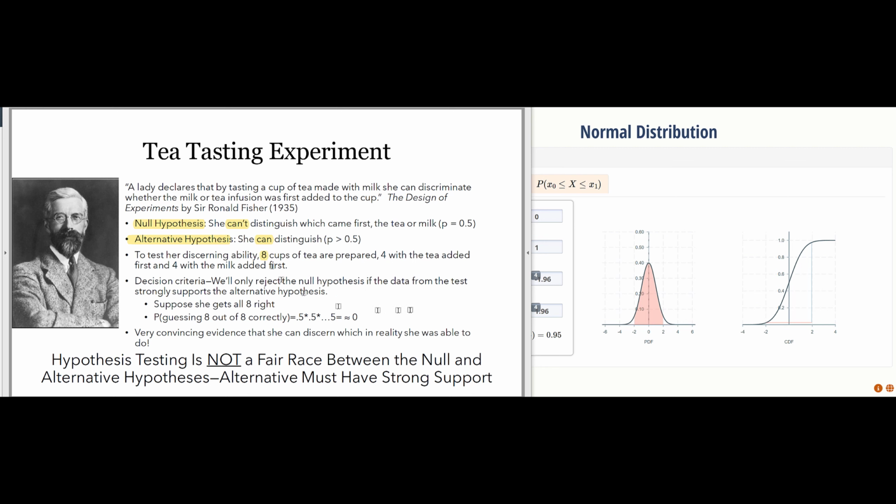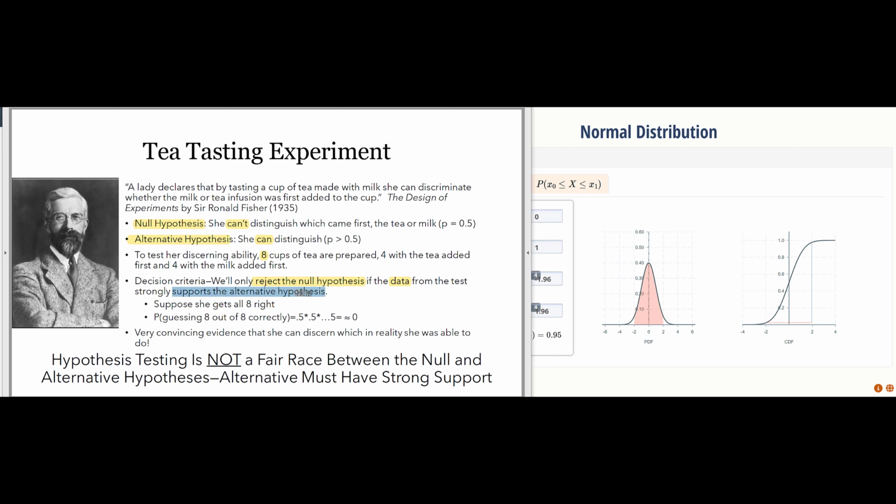We're going to prepare 8 cups of tea, 4 of which have the tea added first and the other 4 of which have milk added first. And we are going to present these cups to her in some random order. In fact, if we're really being very careful about this, we've got one person who is creating the samples of tea, and we've got some completely different person who didn't see the creation of these cups of tea, taking these cups of tea and delivering them to the lady, the test subject. Okay? Now, we are going to reject the null hypothesis if the data supports the alternative hypothesis.